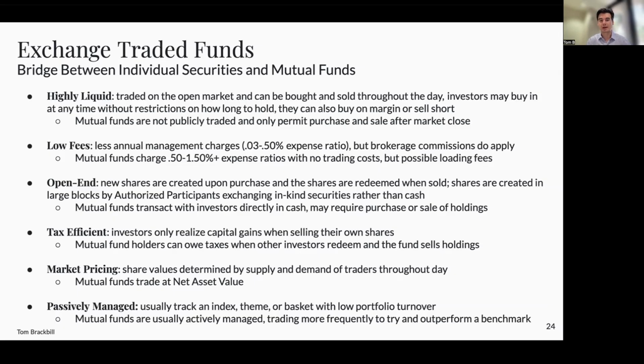ETFs are also more tax efficient. Investors only realize their capital gains when selling their own shares and have that control over when taxable events happen. On the other hand, mutual funds can owe taxes when other investors redeem, and the fund has to sell holdings, as we discussed before.